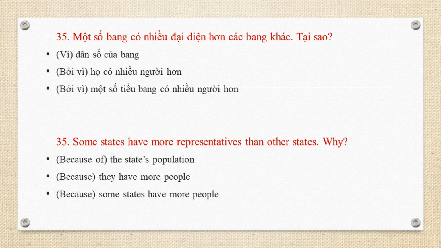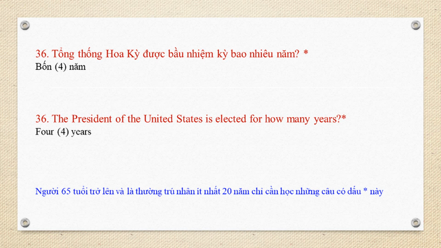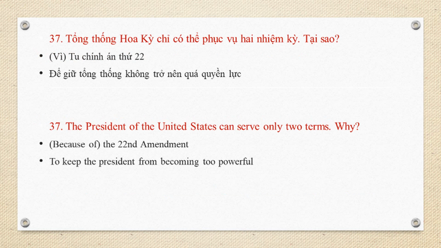35. Some states have more representatives than other states. Why? Because of the state's population. Because they have more people. 36. The President of the United States is elected for how many years? 4 years. 37. The President of the United States can serve only 2 terms. Why? Because of the 22nd Amendment. To keep the President from becoming too powerful.